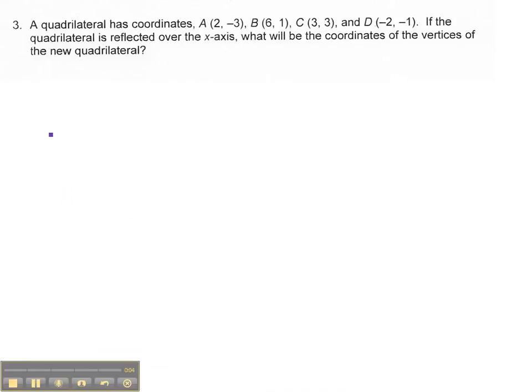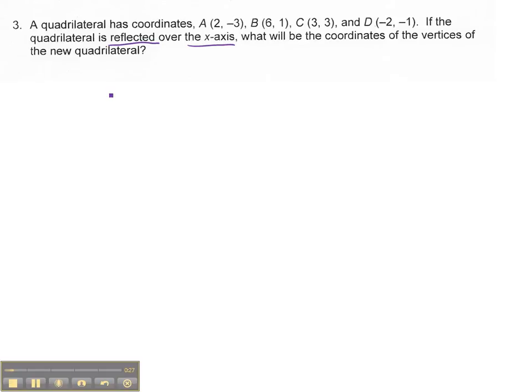Unit 6, Lesson 3. Problem 3 says a quadrilateral has the coordinates that are given. If the quadrilateral is reflected over the x-axis, what will be the coordinates of the vertices of the new quadrilateral? Well, if you forget, you can look at the first page of that homework. Pretty much the whole first page is notes and examples.